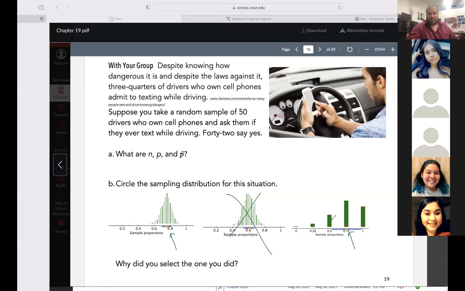So if I took a sample of size 50 and I got 75% who said they text while driving, how many is that? What is 75% of 50? 75% of 50 is 37.5. So this is the one for 37.5 people. Good luck finding that. This is the one for 50 out of 50. This is the one for 25 out of 50. This is the one for 12.5 out of 50. And this is the one for 0 out of 50.